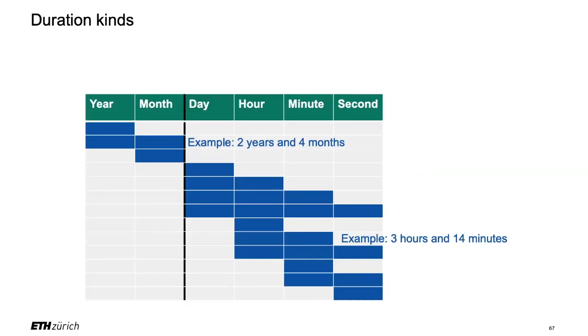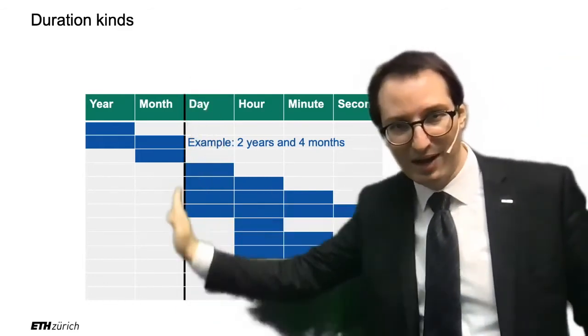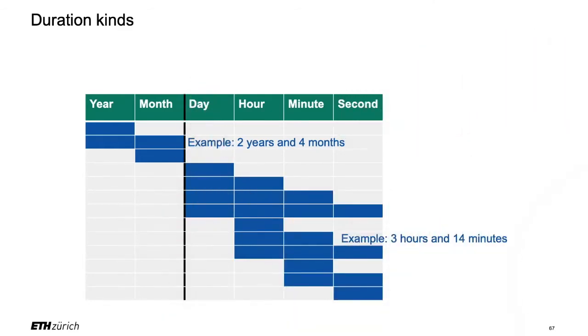All right. Next, you have durations. For example, a duration of 2 years and 4 months, or a duration of 3 hours and 14 minutes, right? These are examples of duration. So it's not like a snapshot in time, it's a duration in time. Can anybody tell me why right here I have this line between months and days?